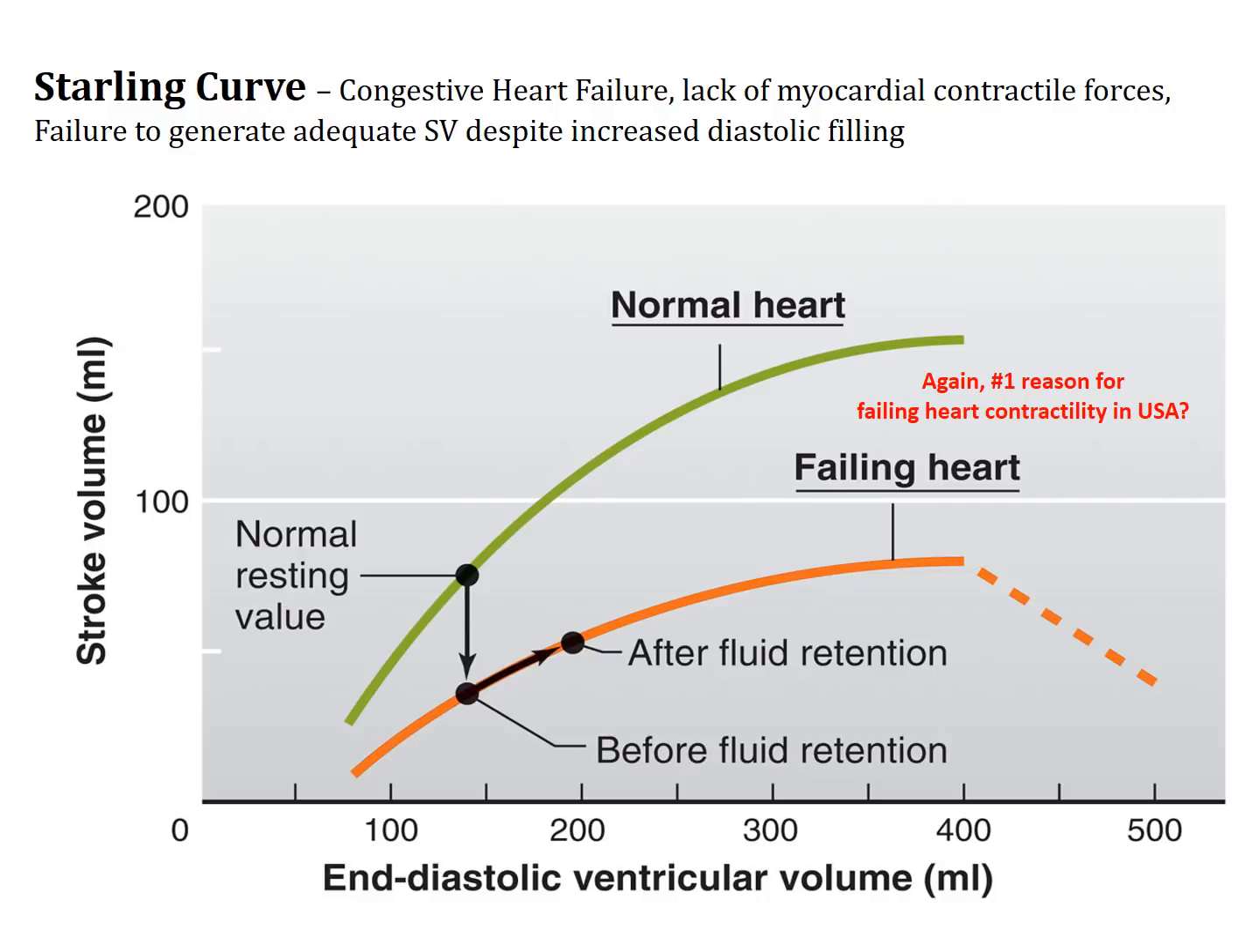So in orange there is the classic Frank-Starling curve for a failing heart. And again, the number one reason for a failing heart, so impaired contractility, number one reason in the USA, again, is coronary artery disease leading to dilated congestive cardiomyopathy.